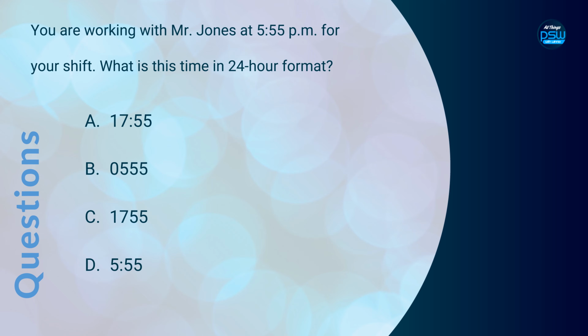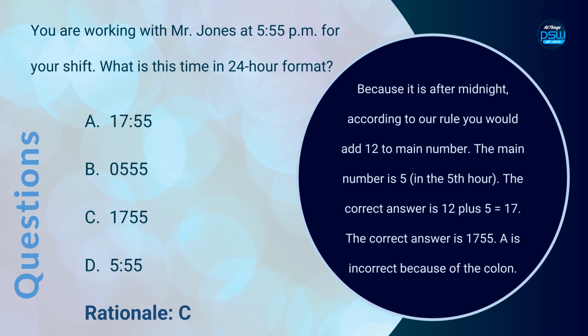The answer is C. Because this is after noon, according to our rule, you add 12 to the main number. The main number at the beginning is the 5 because we're in the 5th hour. So the correct answer is 12 plus 5 to make 17. So the correct answer is 1755. A is incorrect because it has the colon. B is incorrect because this shows the morning hours. So this is why this is the right answer. I'm hoping this makes sense, guys.